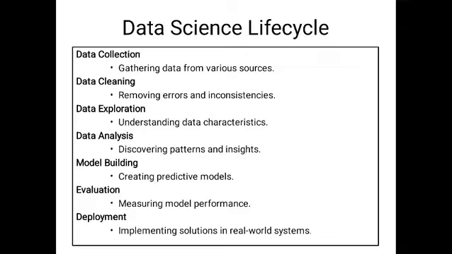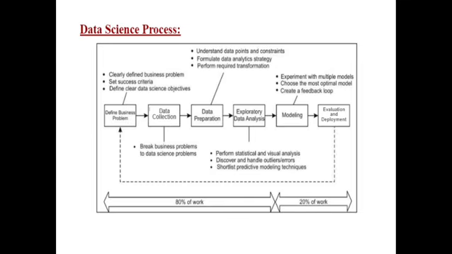After analyzing the data, we have to build the models. The model is created by using some machine learning techniques. After that, we have to evaluate the model and measure its performance. After the performance measurement, we have to deploy it. Deployment means we implement the models in our real-world systems. So this is the data science life cycle diagram.